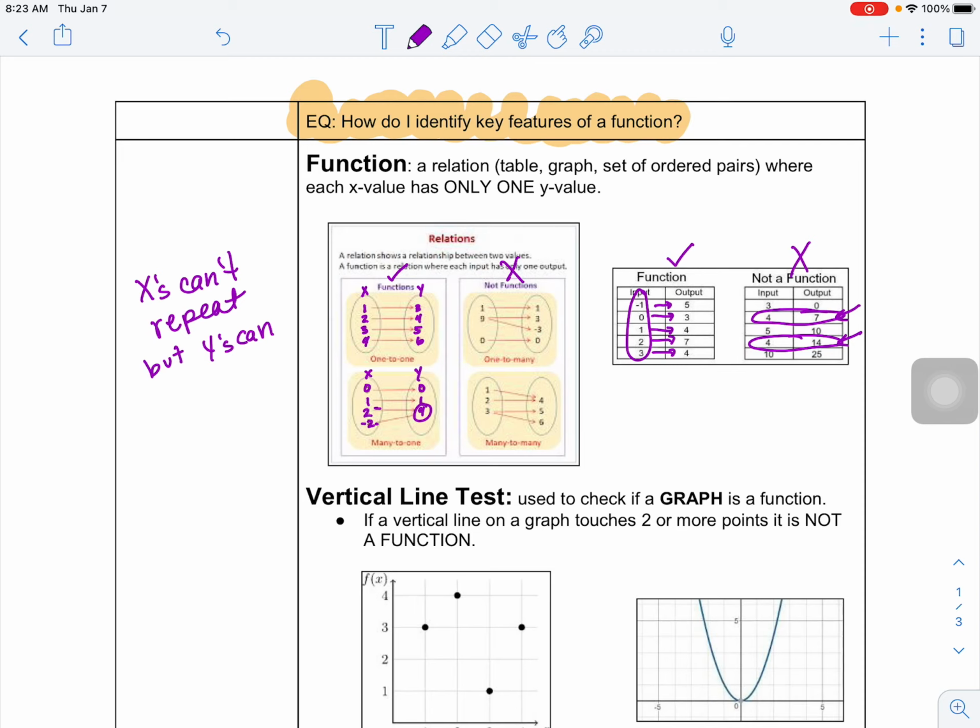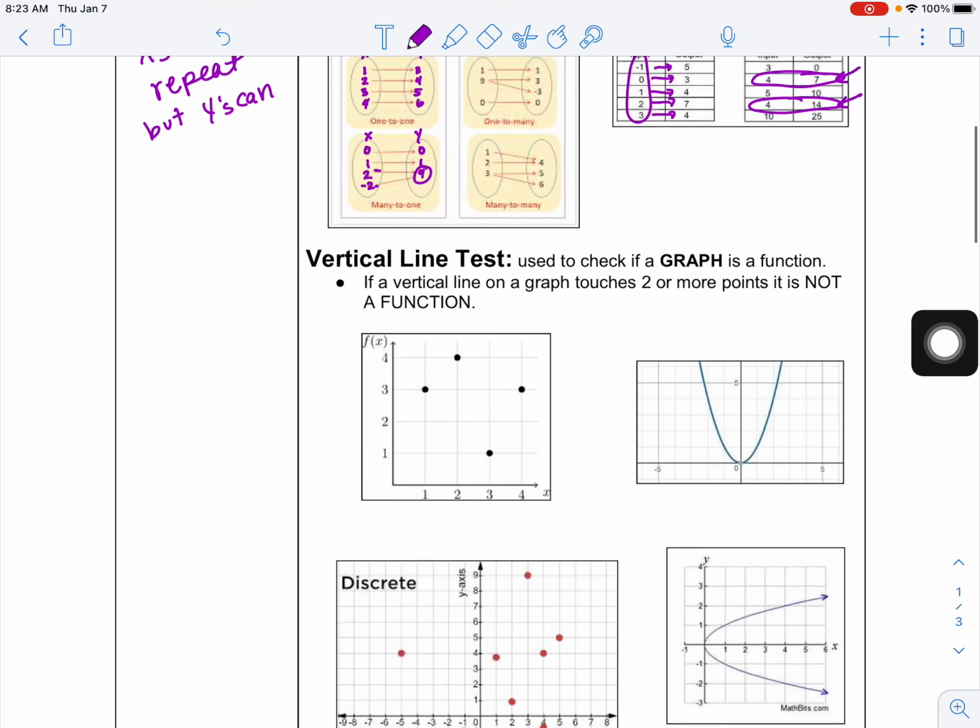So that's how you tell in a table. And your reason to say that it is a function is that each input has only one output. And to say it's not a function, you would say, when I input 4, there are 2 different outputs. That's why it's not a function.